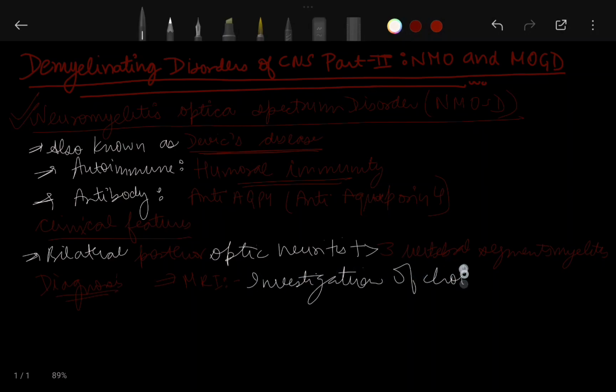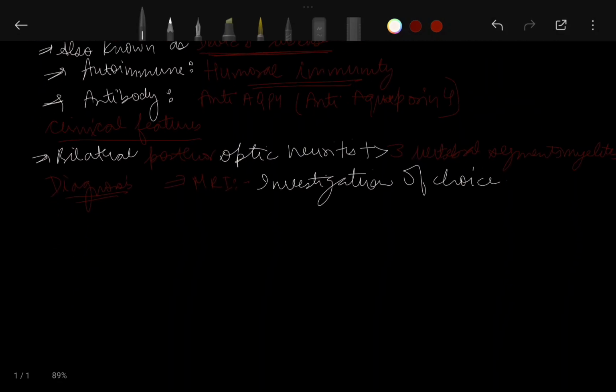This means that neuromyelitis optica spectrum disorder is also known as Devic's disease, and humoral immunity is seen in it as anti-AQP4 antibodies are found. In clinical features, bilateral posterior optic neuritis is present, not like multiple sclerosis, which is unilateral. The optic nerve involvement is bilateral, and more than 3 vertebral segments are involved in myelitis. Diagnosis is done by MRI, which is the investigation of choice.